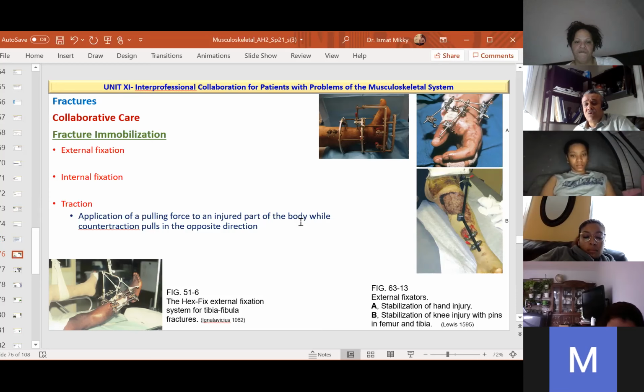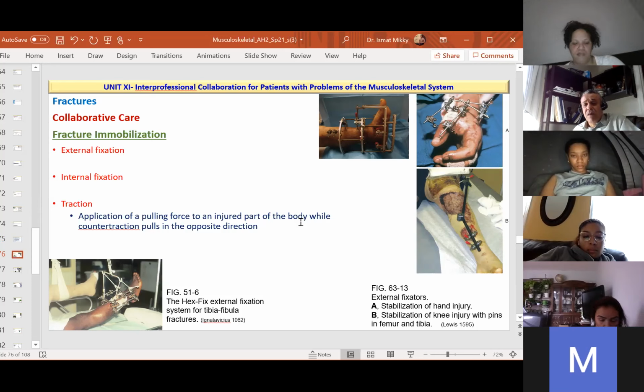We are not allowed to change, modify, adjust, or do any type of adjustments to the external fixators. Even the patient should not be using the fixators to change position, or during ambulation to lift the limb or something like that. That should be avoided, because that will result in increased displacement and failure of this device.